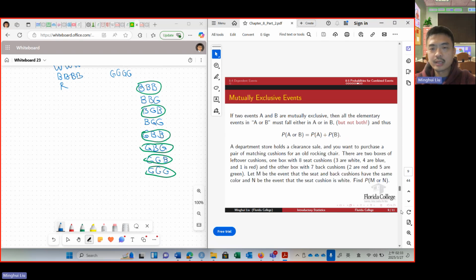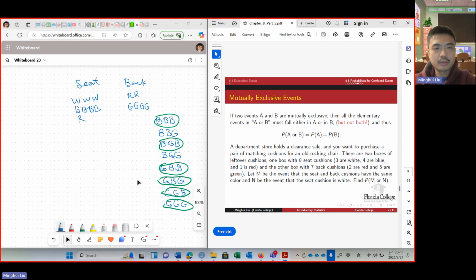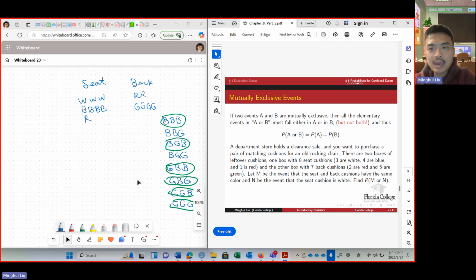All right, so let's take a look at this chair example again. And again, we have the same combination of chairs, the cushions. And now M being the event that the seat and back cushions are the same color, and N being the event that the seat cushion is white. We actually computed P of M before. P of M means the same color, so the only same color is red. So it's 1/8 times 2/7. So this is 2/56, or 1/28. So this is P of M.